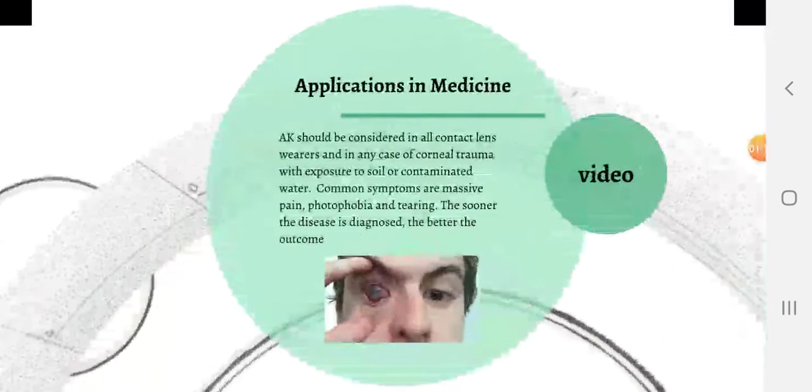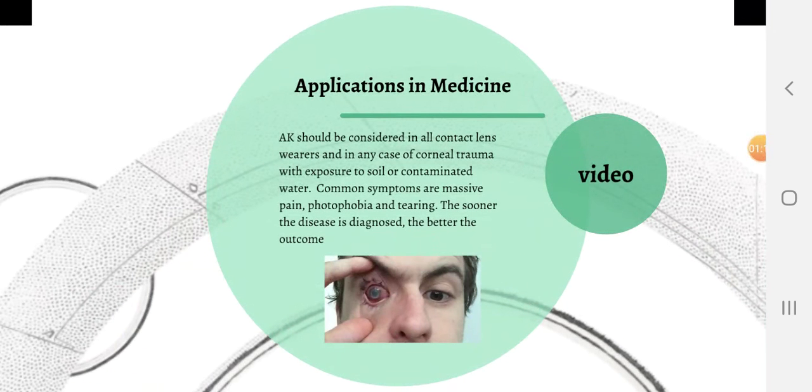Application in medicine. Acanthamoeba keratitis should be considered in all contact lens wearers and in any case of corneal trauma with exposure to soil or contaminated water. Common symptoms are massive pain, photophobia, and tearing. The sooner the disease is diagnosed, the better the outcome.